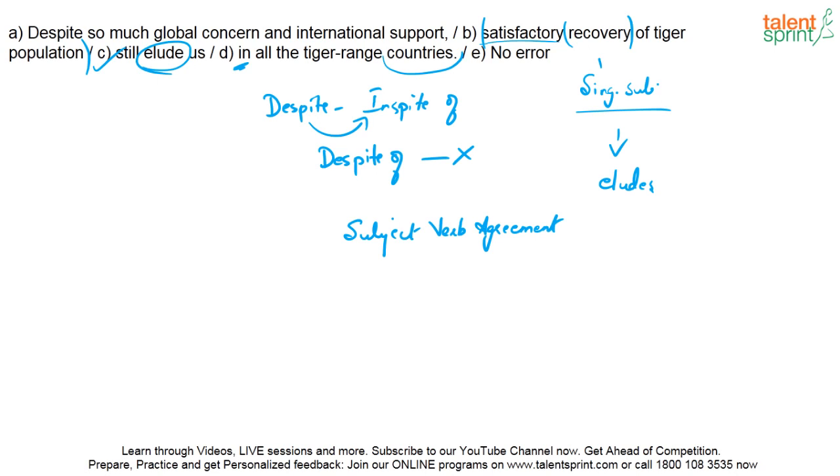So basically, what is the context saying? The context is saying, there is so much global concern and international support, but we are still failing to take care of this issue. We are failing to achieve what is desired. The desire is we need to protect the tiger population. Satisfactory recovery of tiger population still eludes us in all the tiger range countries. You're failing to accomplish that. You're failing to protect the tiger population. Satisfactory recovery is not happening. You're escaping from doing your job. You're avoiding doing this, right? Eludes means that. Let's move on.